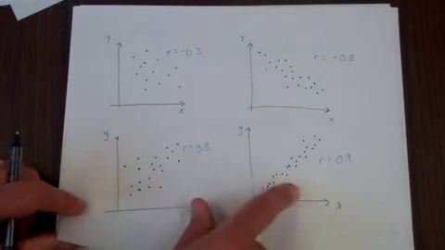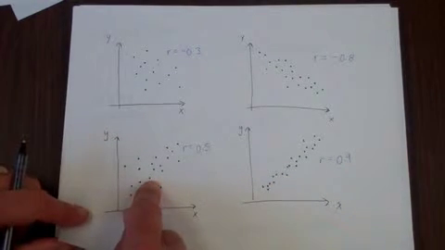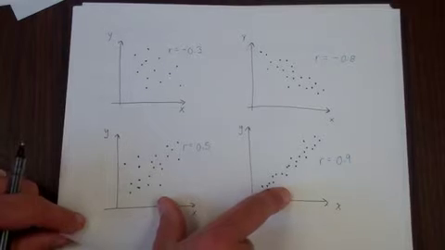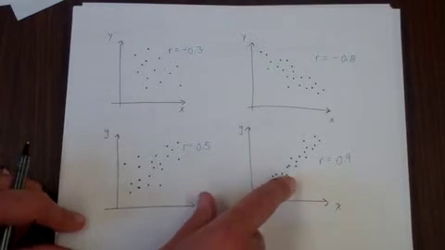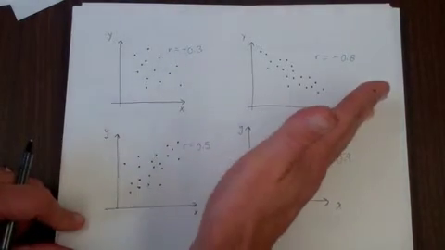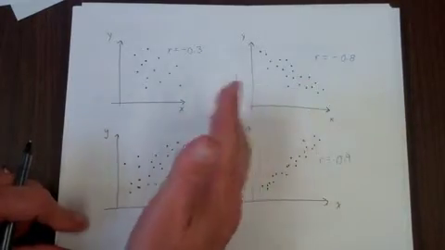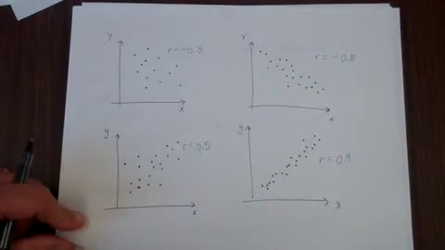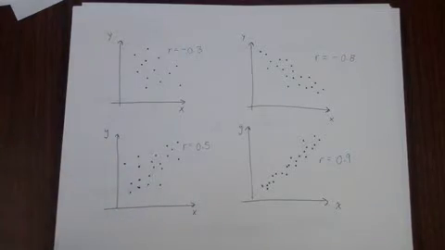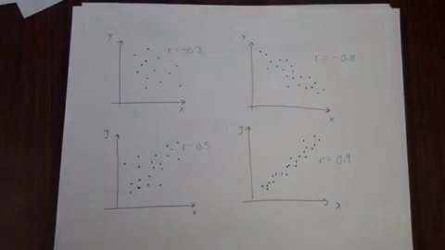Let's look at this one right here and this one here. Here's a correlation of 0.5 and 0.9. They're both positive. And what we can say is the 0.9 is more closely linear than is 0.5. And that's the basic idea of correlation. In the next video, we talk about a number of facts about correlation that are critical.